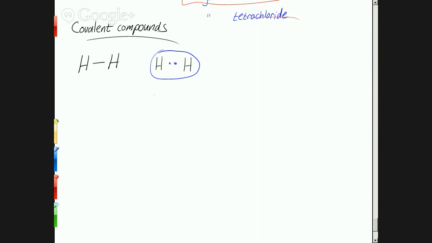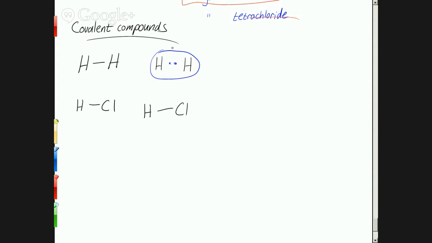compound. Now let's contrast that with something like HCl. A similar compound, HCl, also a covalent compound, hydrogen singly bound to chlorine. But now the picture of the electrons in that bond is quite different.